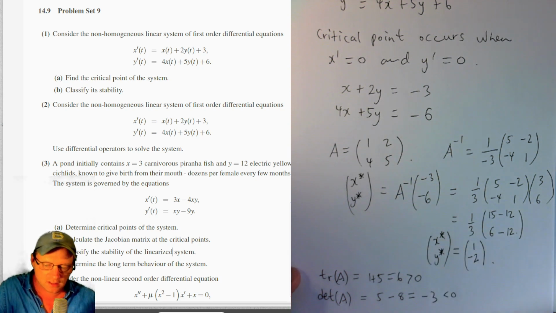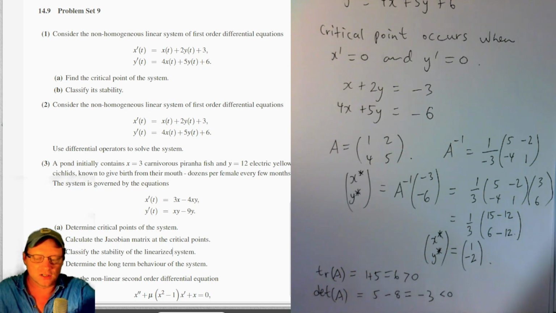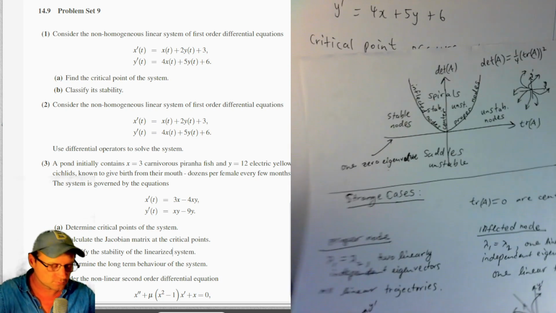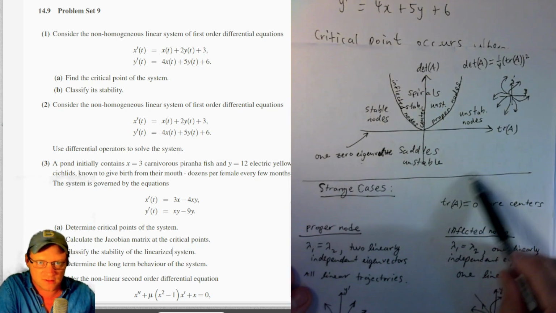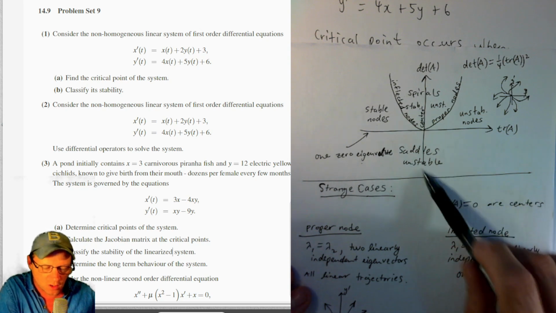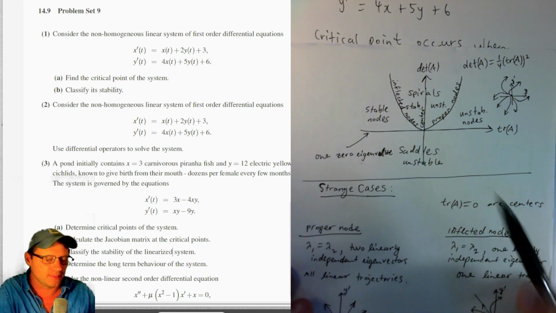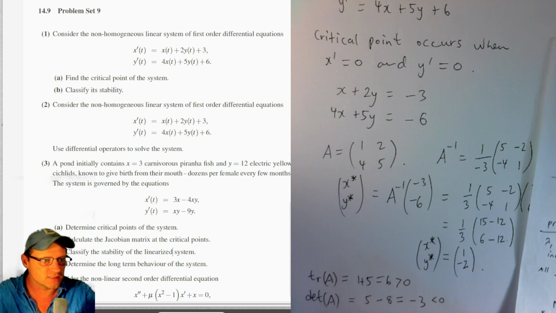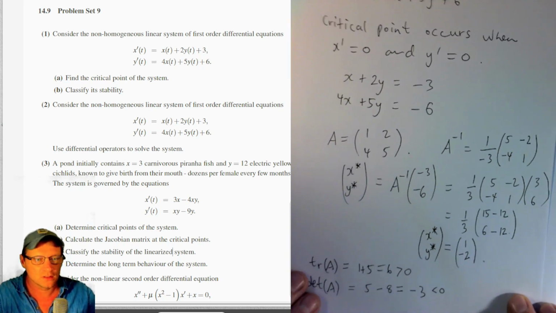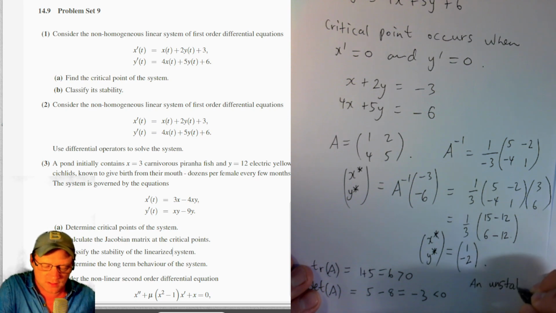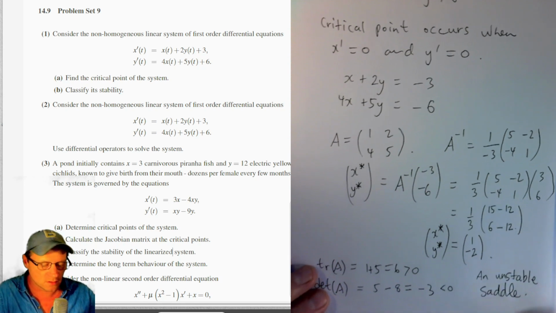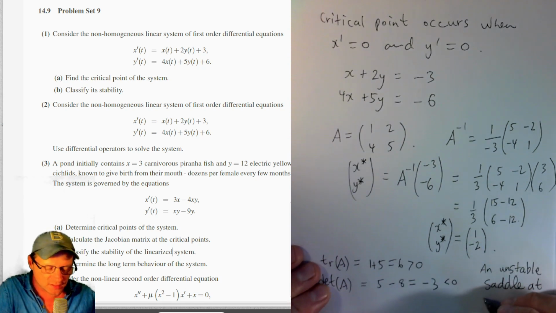That's negative. And so now if we look at our stability chart, which I'll bring up right here, we have a positive trace and a negative determinant. So that's in this fourth quadrant. So we have a saddle for this system. So we'll classify as an unstable, because all saddles are unstable, saddle at the point (1, -2).